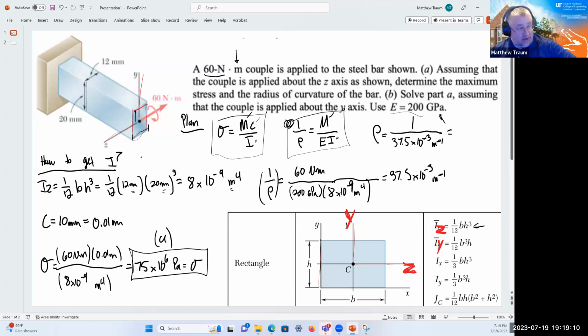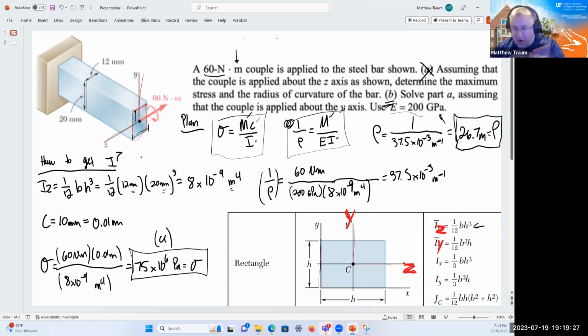And that gets me 26.7 meters is my radius of curvature value. Okay, so that's part A sorted out. And now we have to do part B.